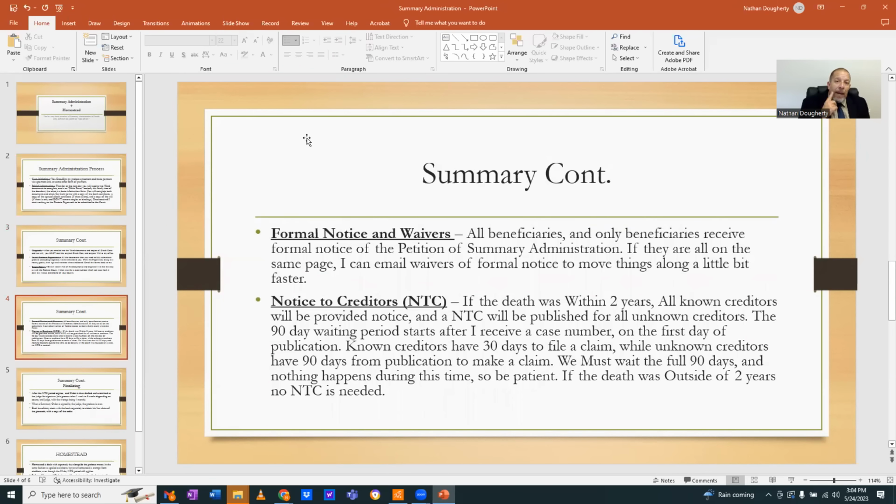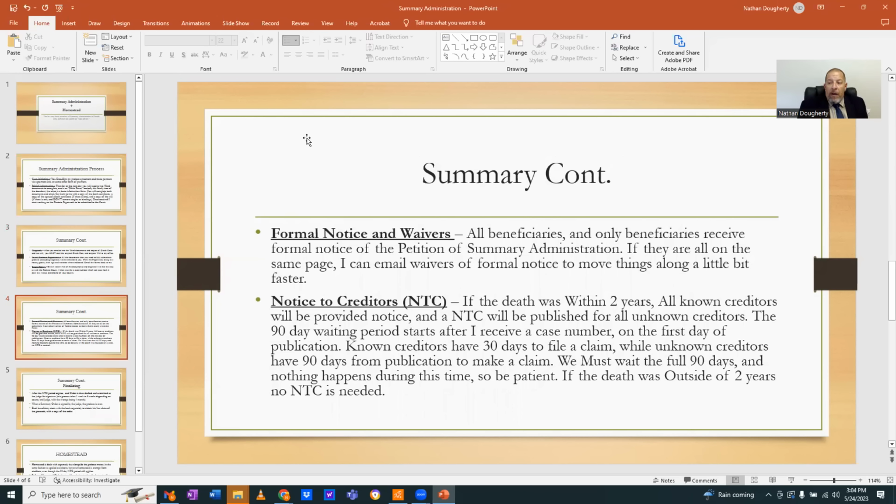The average wait time, though, to get a case number is usually only a few days. Now, we also have to do formal notice and/or waivers to all beneficiaries. Beneficiaries are the only ones who get notice. So all beneficiaries and only beneficiaries are going to receive formal notice of the petition of summary administration.